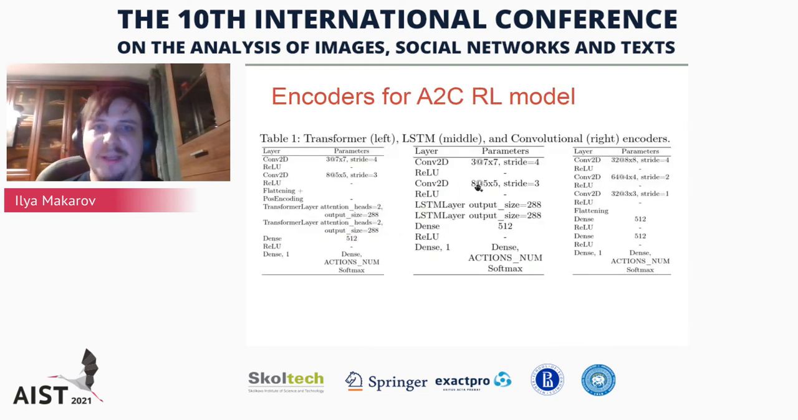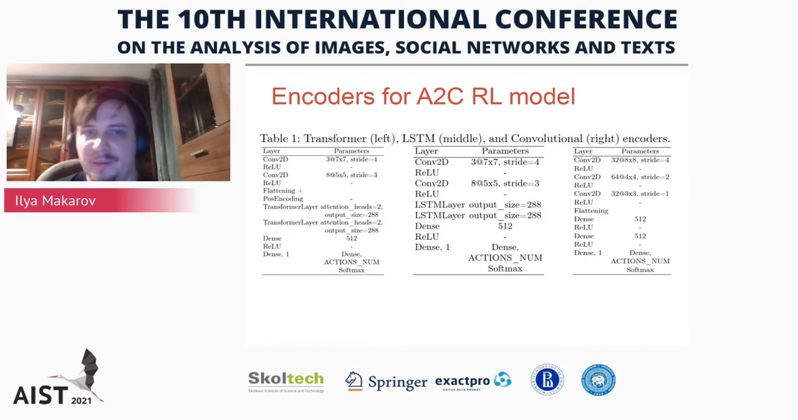What we aim to test is that we take an A2C reinforcement learning model and try different combinations of encoders in this task. So basically you have a transformer, which first applies several convolutions to consecutive frames that we align vertically. After that, they use flattening and position encoding before feeding to a transformer layer with an attention mechanism.